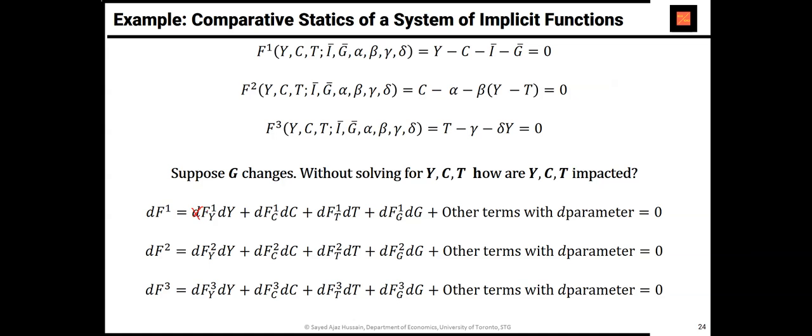Because you simply want to differentiate the f function with respect to y, right? So my apologies. So what's the change in the first f function with respect to y? Take the partial derivative of the first f function with respect to y times the total change in y. Differentiate the first f function with respect to consumption times the total change in consumption. Differentiate the first function with respect to taxes times the total change in taxes. And then let's not forget that you're also changing g, so the partial derivative of the f function with respect to g times the total change in g. And since no other parameters are changing, all those other terms are going to be equal to 0. I know that the total change has to be equal to 0. I do the same thing for equation number 2, equation number 3.